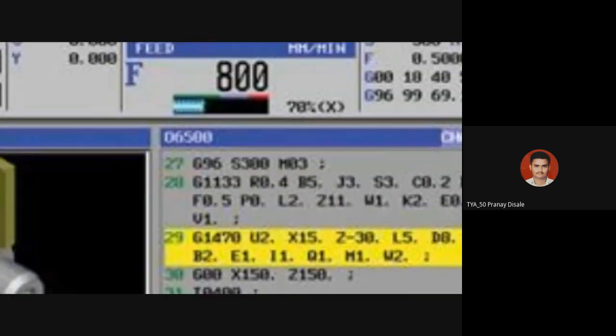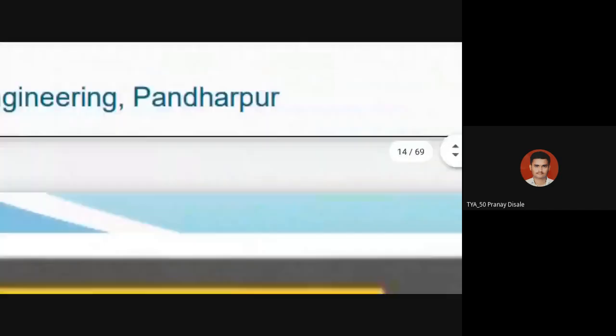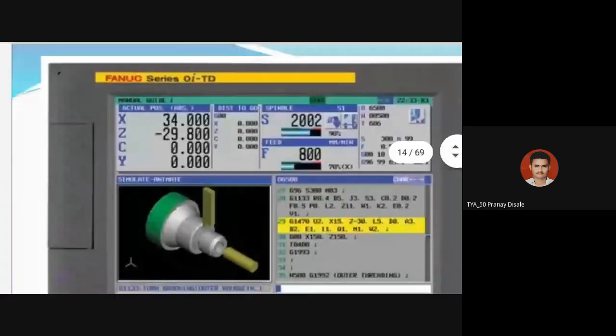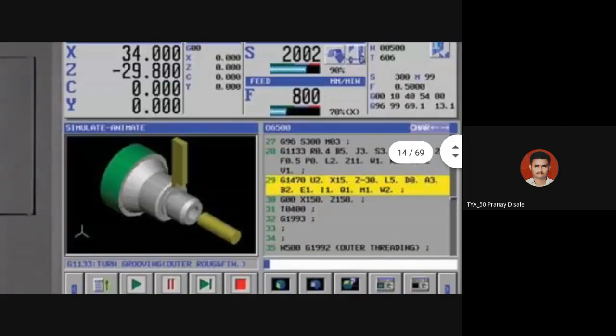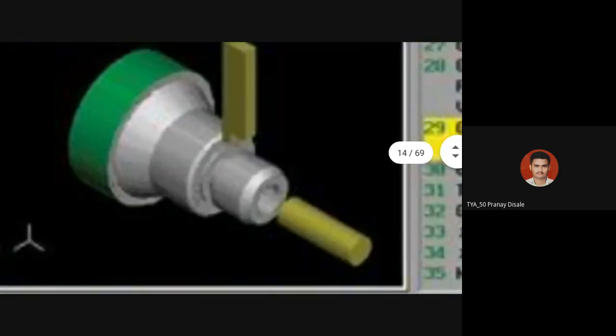Then G is nothing but the process we studied in the previous slide. G is nothing but linear interpolation, whichever type of interpolation and direction. Suppose we have taken this example, we require this type of machine.